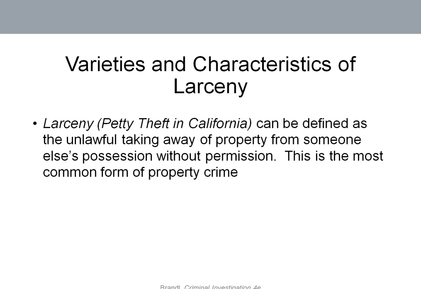Varieties and characters of larceny. Totally different from arson. Larceny is basically petty theft in California, and it's basically anything under $900. So it's a misdemeanor petty theft. If it's over $900, then it's going to be a felony. Larceny is kind of a Midwest term. But basically, it's the unlawful taking of property away from someone else's possession without permission. It's the most common form of property crime, larceny.